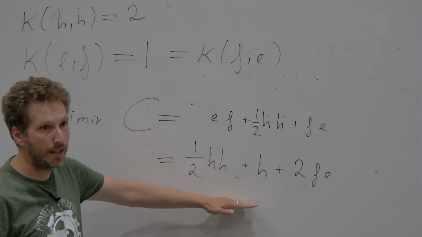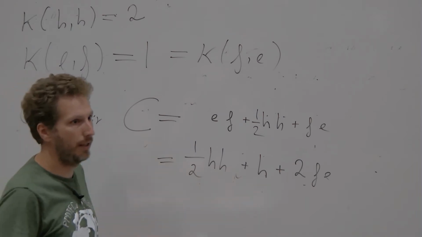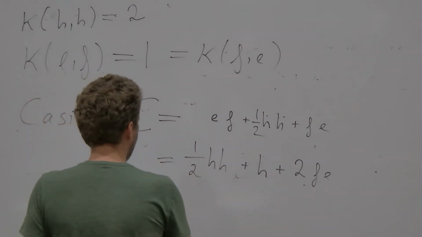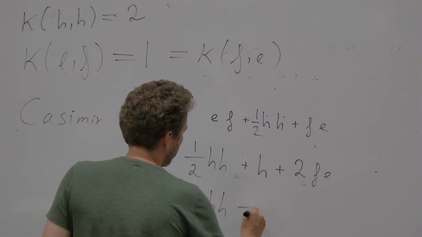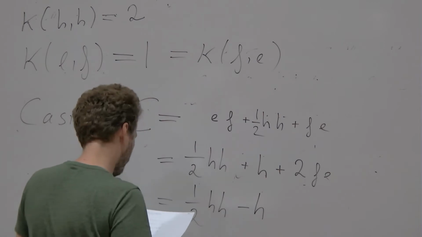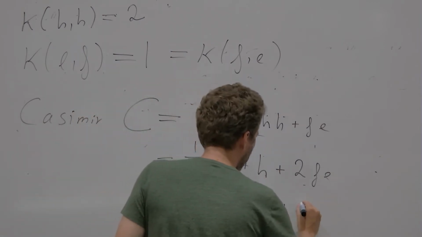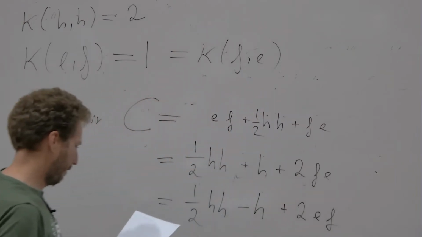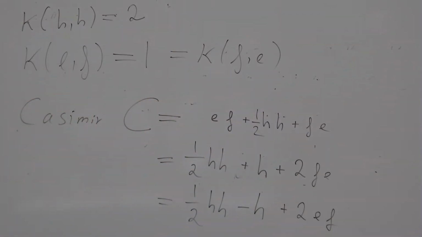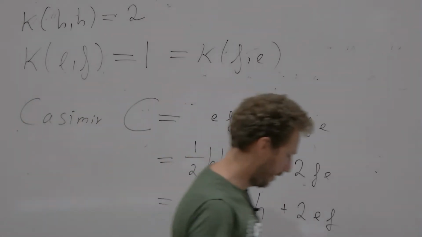This is now understood as acting on a representation. And similarly, I can write it using the commutator in the other direction. Then I don't get a plus H, but a minus H. And instead of a plus 2 times F times E, I get 2 times E times F. Okay. So I'm surely not telling you many new things.